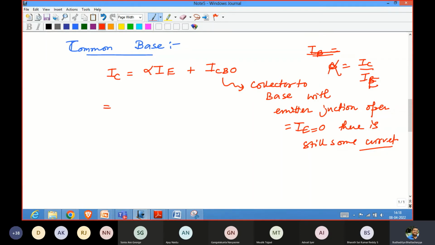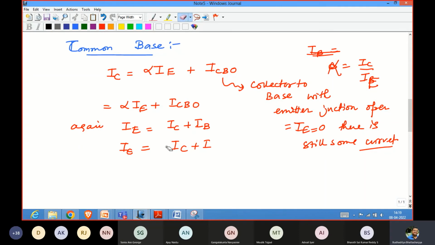So if I need to rewrite this equation a little bit, I'm trying to incorporate a few parameters over here. So this is ICBO, and again IE is equal to IC plus IB. This we had already established a long time back. Hopefully all of you remember this. So I substitute over here. IC is equal to alpha IE.